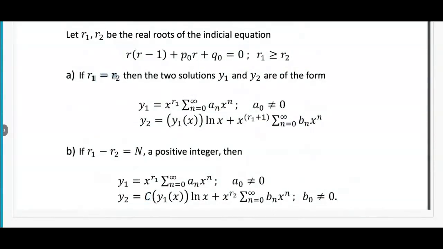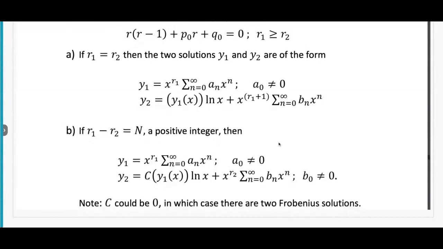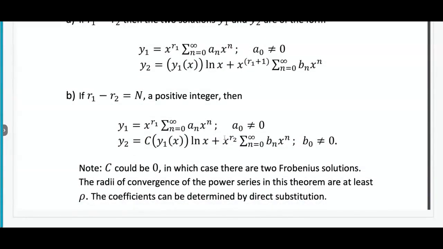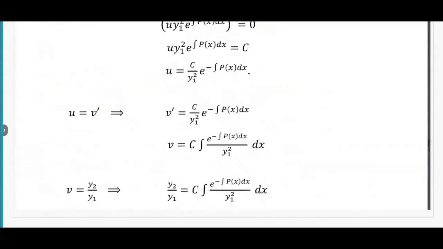So let's start with this. If the two are the same, we have this, the first solution multiplied by a log. Then with this, right? So the b and x raised to n plus r1 plus 1. And if they differ by an integer, those two are pretty similar, but this one is x raised to n plus r2. And this term is y times log x, but with a number c. So that's the log case.